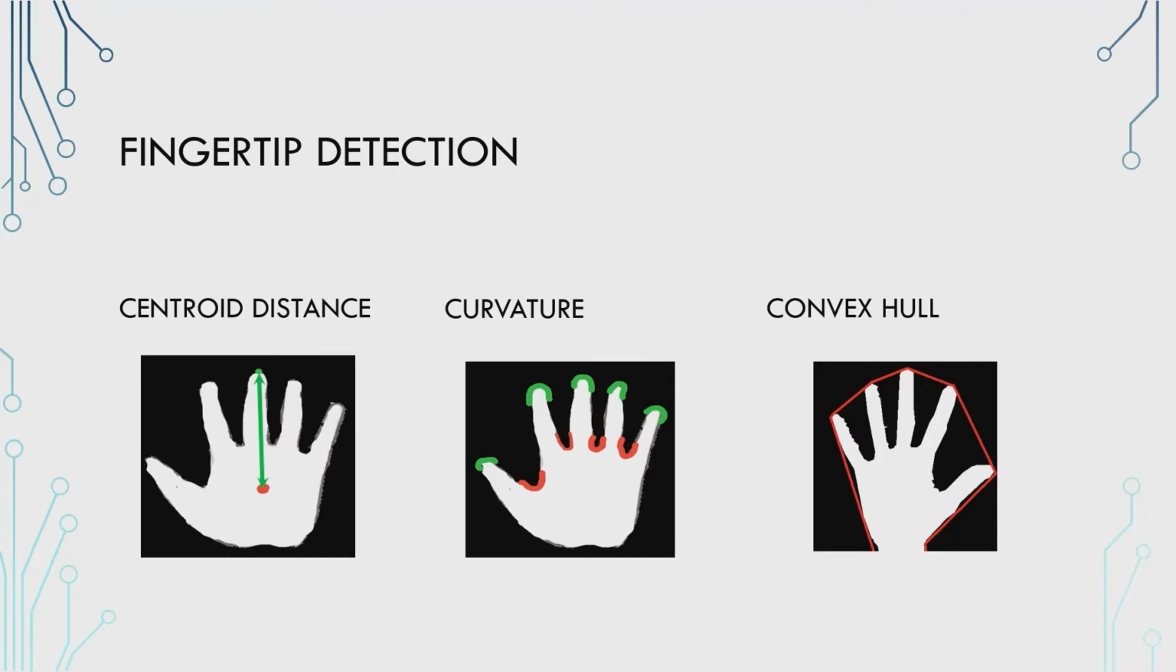And finally, the convex hull approach. The convex hull is the minimum set of points required to contain an object. This approach recognizes the corners of the convex hull as fingertips. The success of all the aforementioned techniques rely heavily on how well the hand region is segmented.